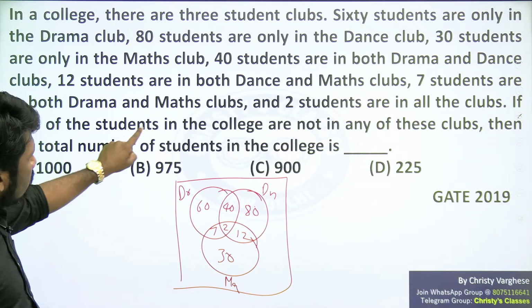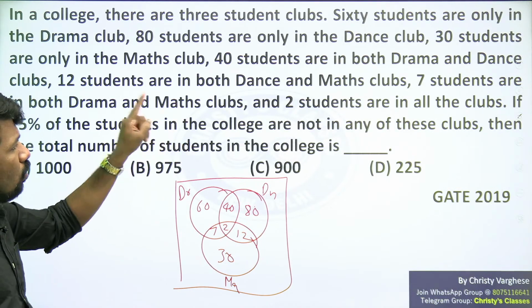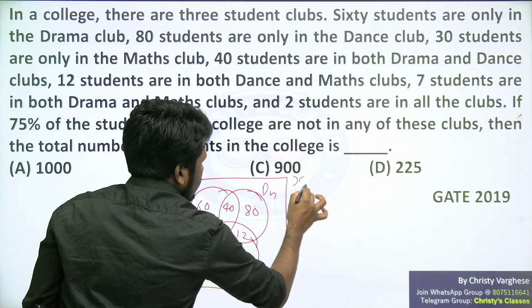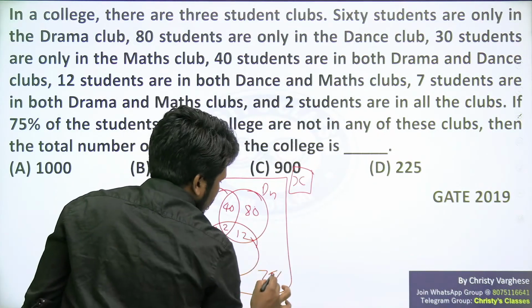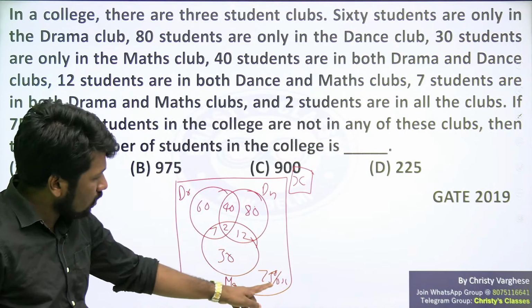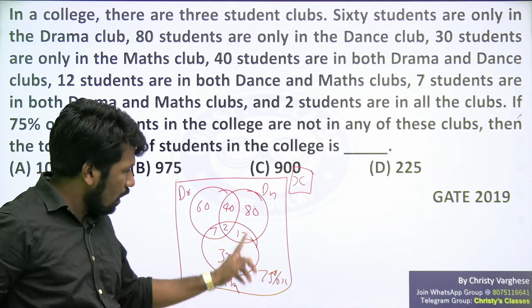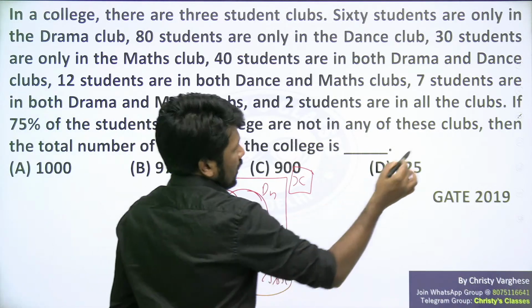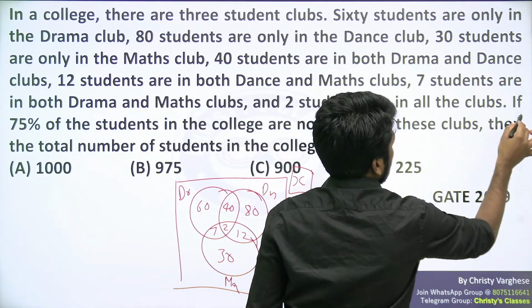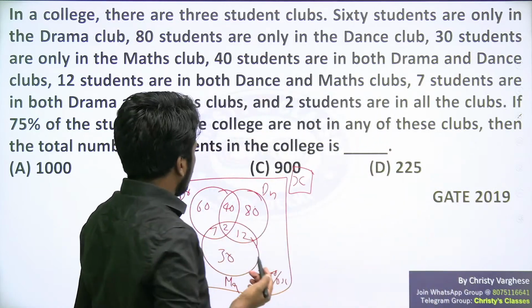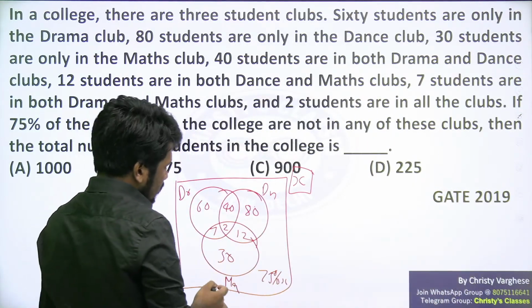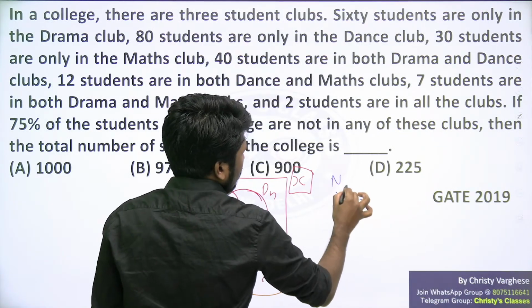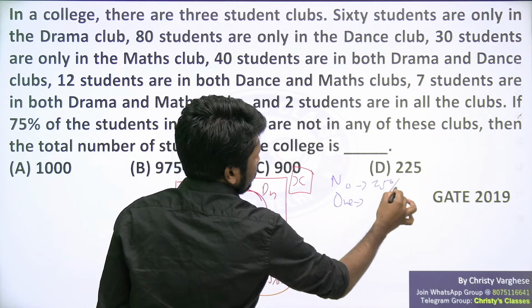75% of the students in the college are not in any of the clubs. So if the total number of students is X, 75% of X is the number of people who are not in any of the clubs. So outside all the circles. If you want to systematically write it down, just like how we proceeded from the first question, no club only people will be 75% of X.